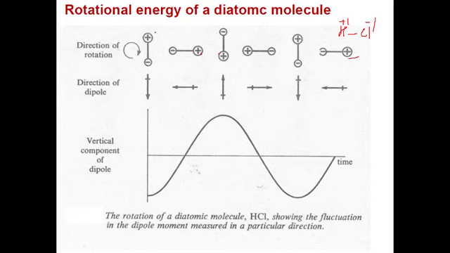In the same way, the positive and negative poles also rotate. In the first case, the negative charge we can denote as an arrow. That means this negative charge is here. Then after rotating in the clockwise manner, it changes its direction, and due to the changing direction of the dipole, it shows some fluctuation. This fluctuation can be shown by this graph, that is called the vertical component of dipole versus time. According to the time, it shows fluctuation in the dipole. And this spectrum is called a microwave spectrum.